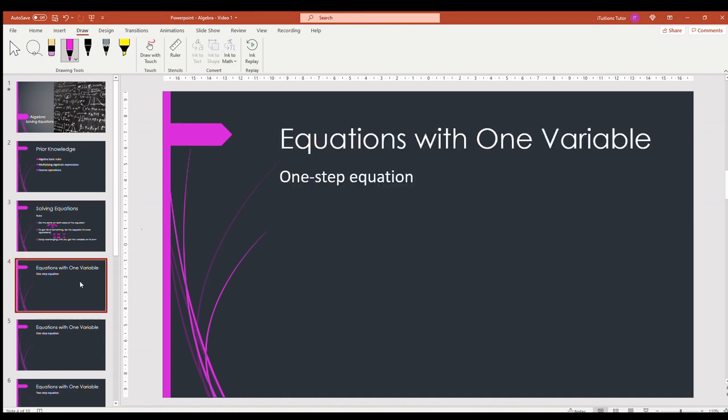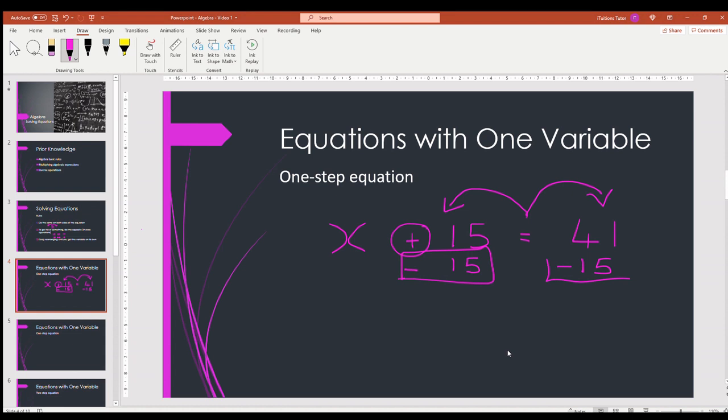I will start by showing you how to solve equations in one step. Let's have a look at this one. x plus 15 equals 41. I want to get x on its own, so I'm going to use the inverse operations method to get rid of the 15. The opposite of addition is subtract. Therefore, I will subtract 15. But whatever I do on one side of the equation, I must do the same on the other side. So I have to subtract 15 on this side too.